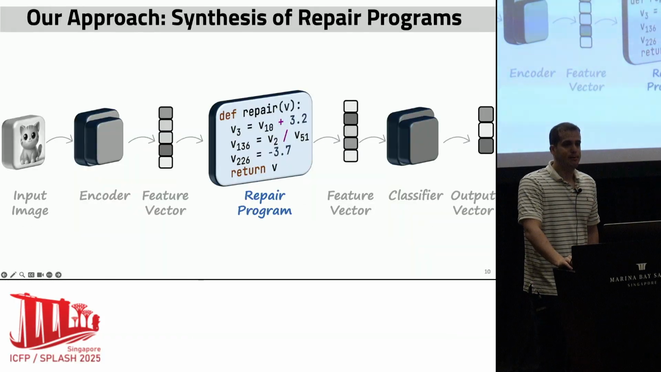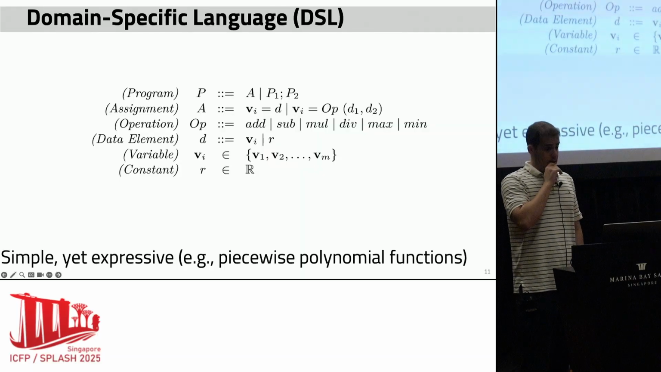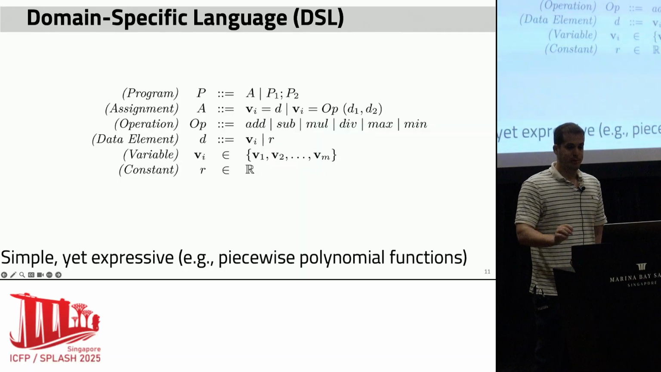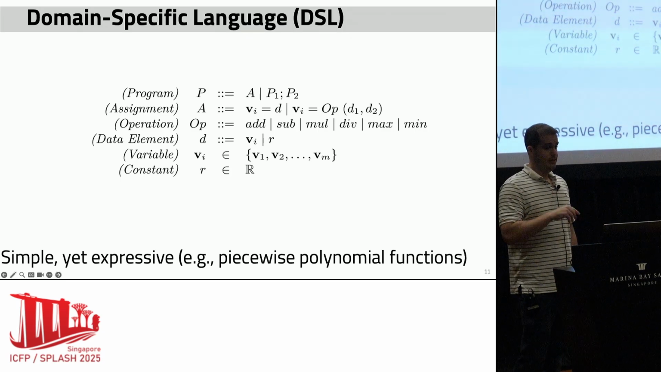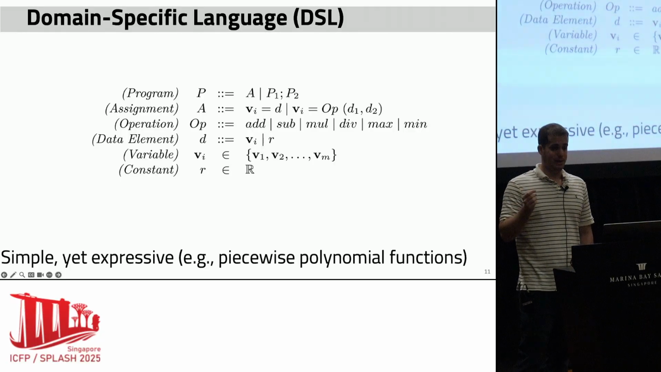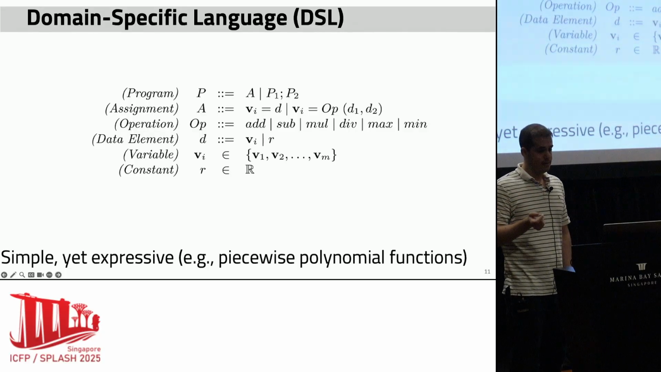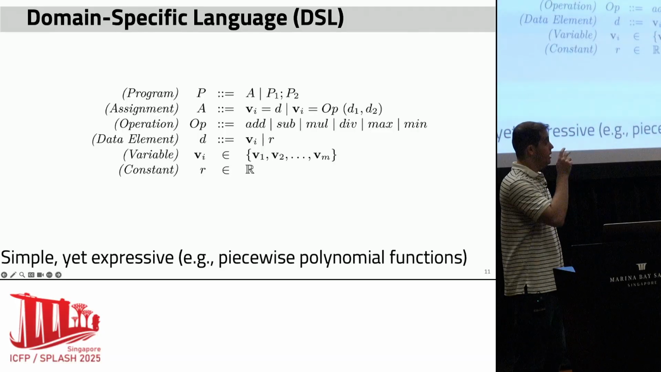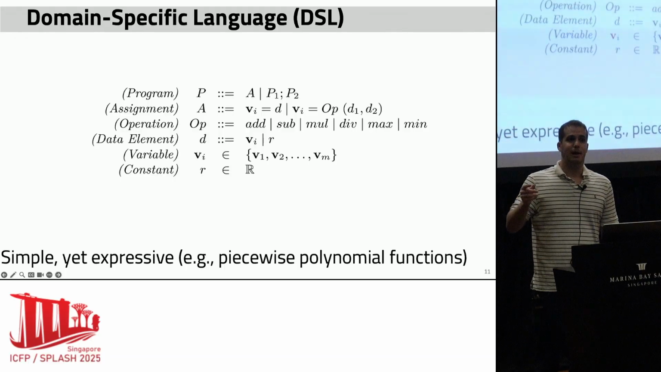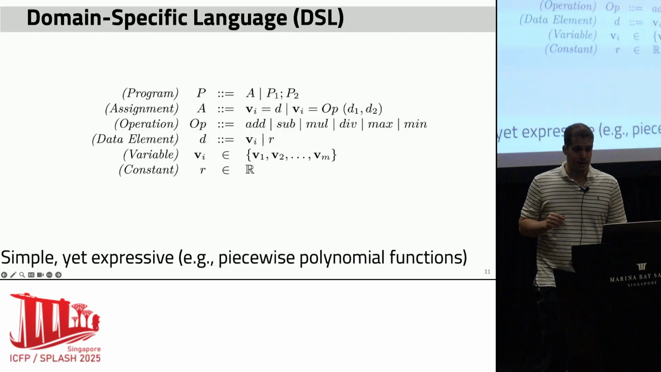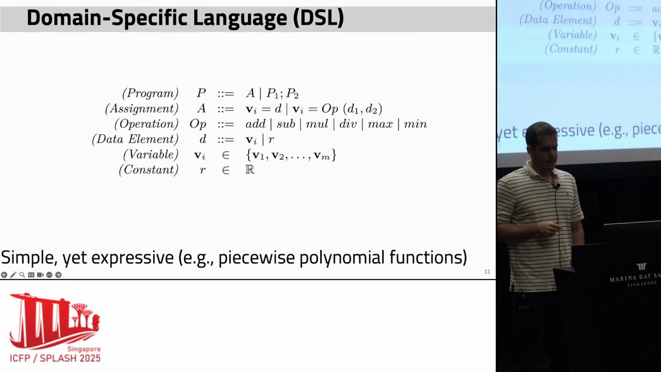So now let's discuss how we can synthesize these repair programs. Our repair programs are composed of a sequence of assignments to few of the components of the feature vector. The right-hand side of each assignment is based on simple arithmetic and comparative operations involving constants and the features themselves. The output of the repair program is the repaired feature vector, which is then passed through the classifier. At high level, you can think about it as a small algebra on the latent space.